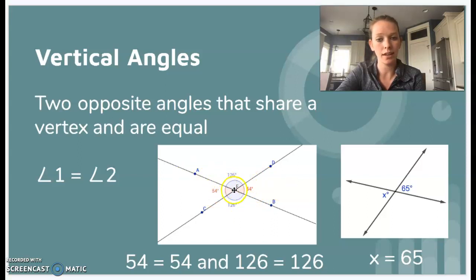Angle AEC is 54 degrees, and angle DEB is 54 degrees as well. Those are always equal to each other. So again, you could be given a problem that looks like this, and if you're told that those are vertical angles, which they are, you know that x would be 65 degrees as well.